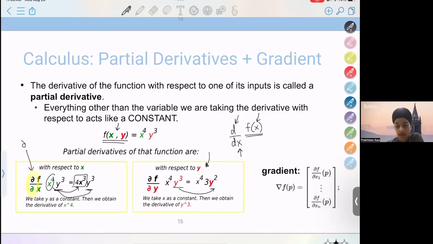So that's partial derivatives. And then the gradient is basically the collection of partial derivatives with respect to every variable we have.